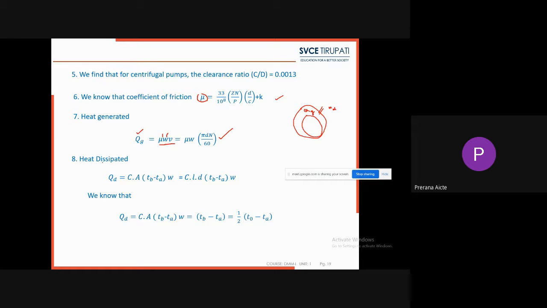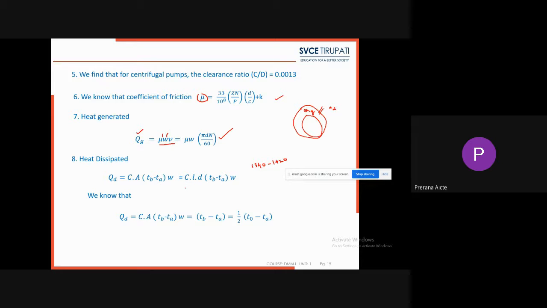Clear? Next, what is the heat dissipation? QD is equal to C into A into TB minus TA. What is the C value? It is the heat dissipation coefficient. That value is nearly 1342 to 1420. It is a standard value. So 1420 is called the heat dissipation coefficient, that is the C value.